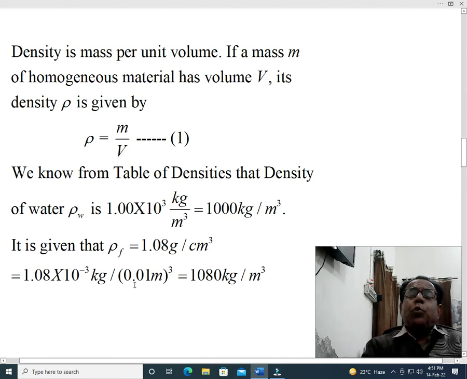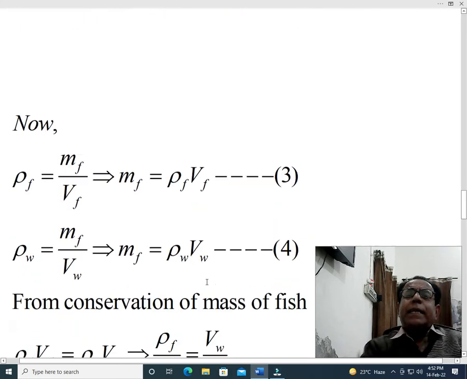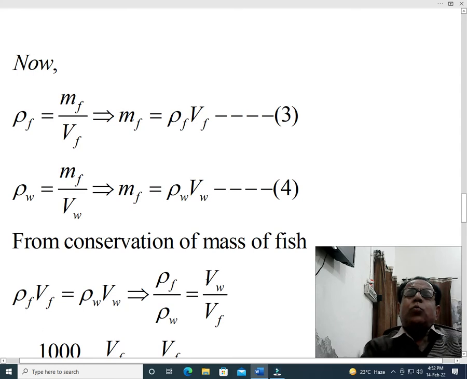Because dear students, here when meter will become cube, 0.01 will also be multiplied 3 times. So it will take the form as 1080. Okay. One density is 1000 and the other density is 1080. So both densities are nearly equal.